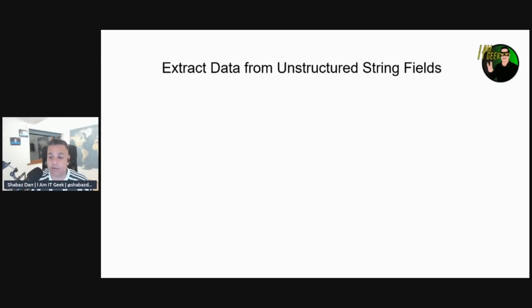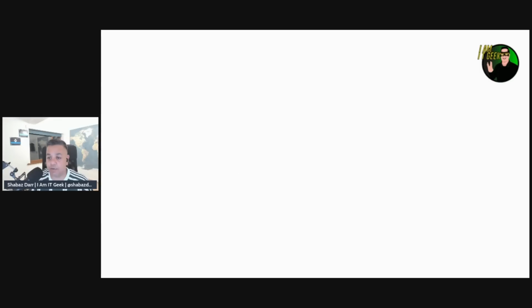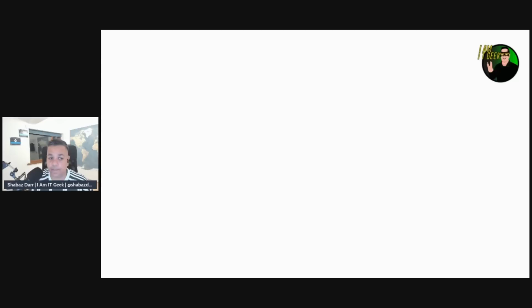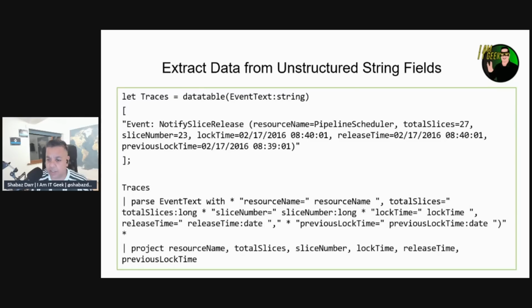That was extracted from unstructured data, and this is another example of extracting data from unstructured string fields. It looks quite complicated, but it's using all those different operators that we've spoken about: the project, the traces, and the parse EventText that you could use. And I think it uses union in there. No, we used union in the last one.